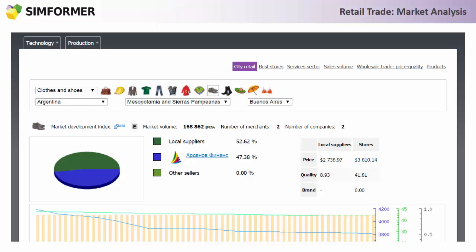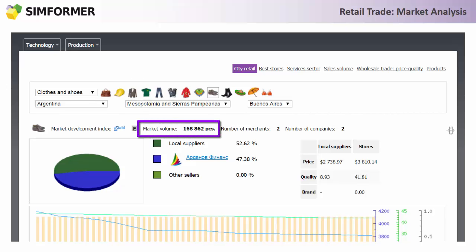In this specific case, we see shoes. We can see also the market development index that shows how competitive the market is and how developed it is. Market development index can vary from E to A or even AAA. Market volume will show you the size of the market, to be more specific, the amount of units that have been sold over the last virtual week.